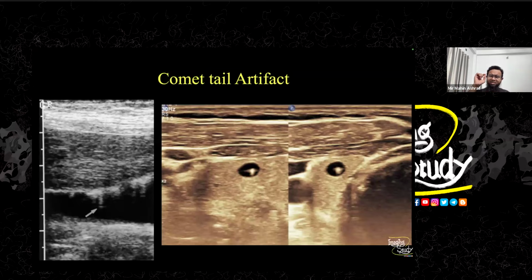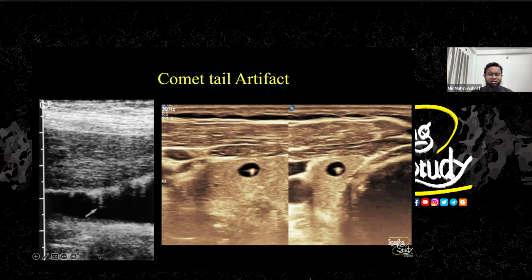So we have a tiny reverberation artifact known as comet tail artifact. So a comet, if you are from Singapore, on the air, on the sky, you can see the comet right now, I think. So I missed that.